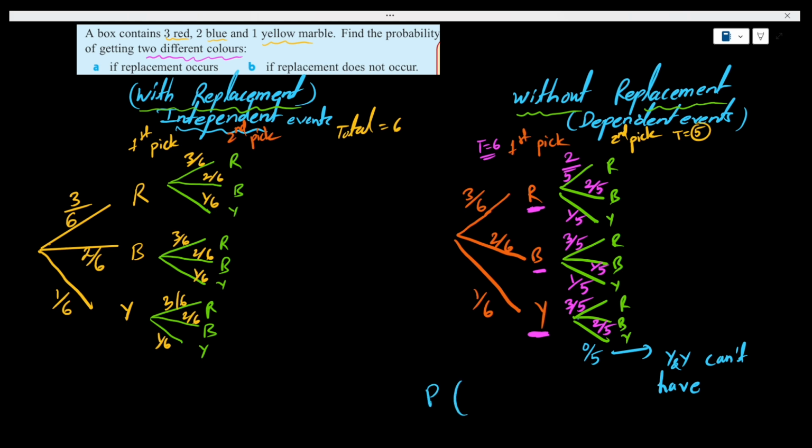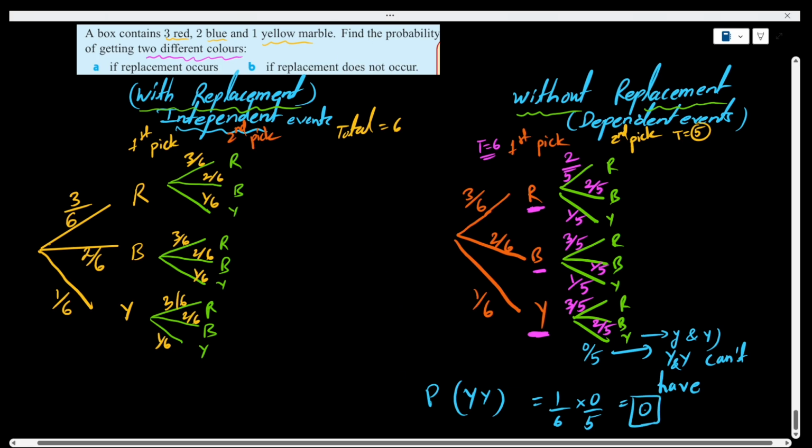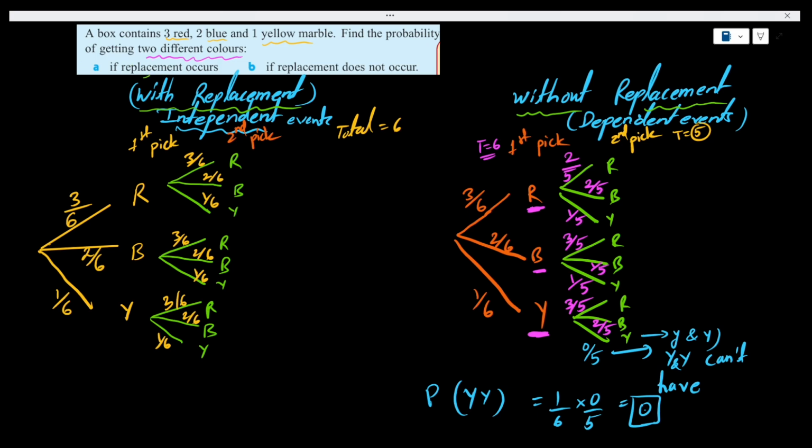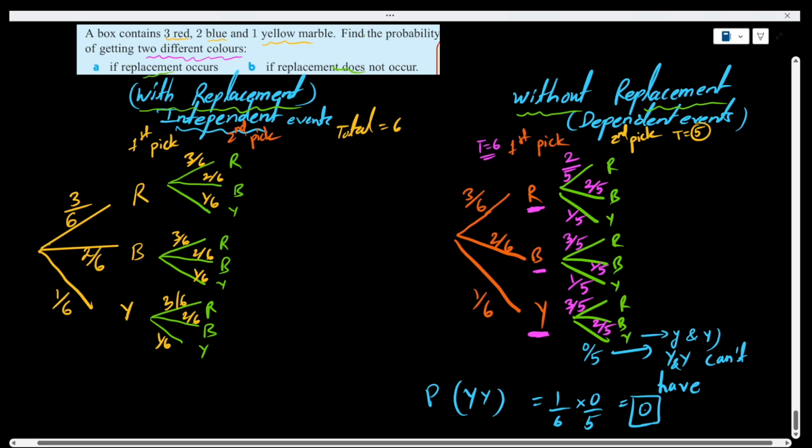What is going to be the probability? Because the outcome is yellow and yellow, the probability of yellow and yellow is going to be 0, because it is impossible. When there are no yellow balls left, you cannot pick this, right? Now, how do we calculate the probability here? We have drawn the two tree diagrams, with replacement and without replacement.